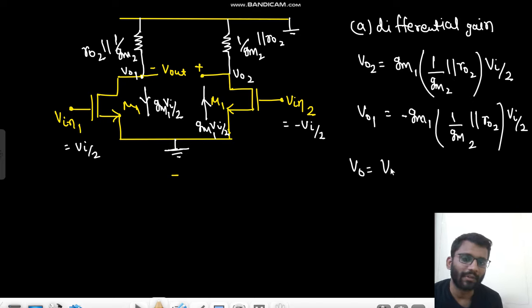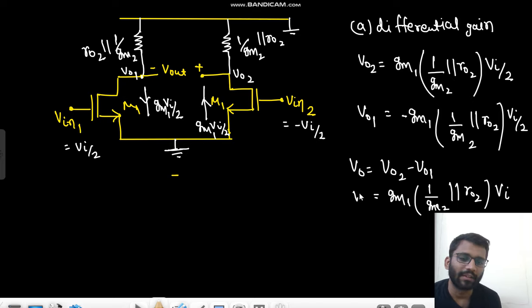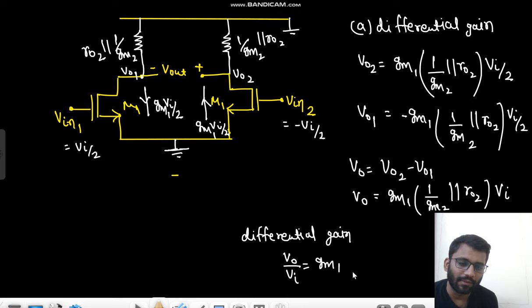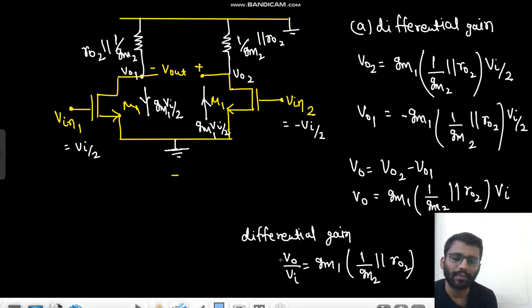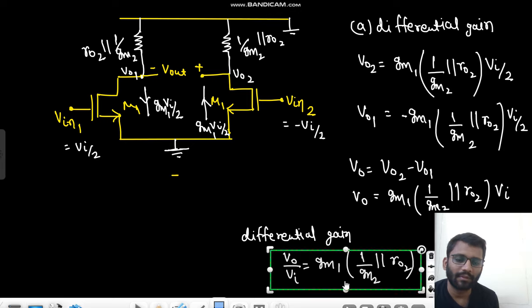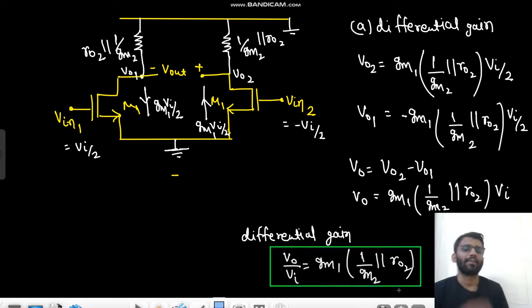So what is your V naught? V naught 2 minus V naught 1. So it would be GM1 into 1 upon GM2 parallel with R naught 2 into VI. What is your differential gain? Gain V naught by V in, that would be GM1 into 1 upon GM2 parallel with R naught 2. This is the gain we have. Okay, this was a simple problem, right? Applied voltage, got output, subtracted, that's it.